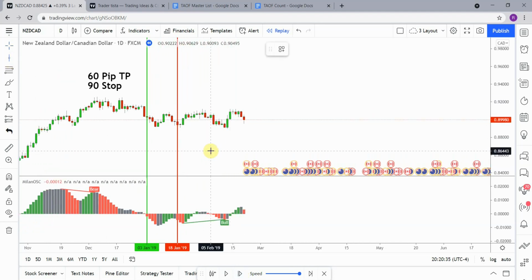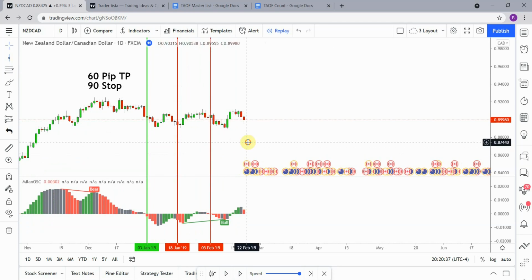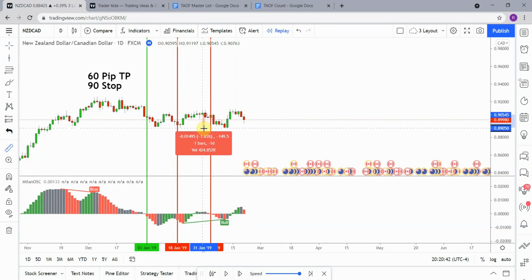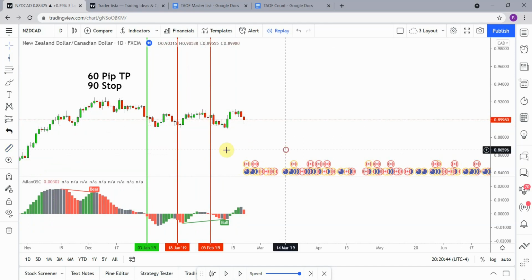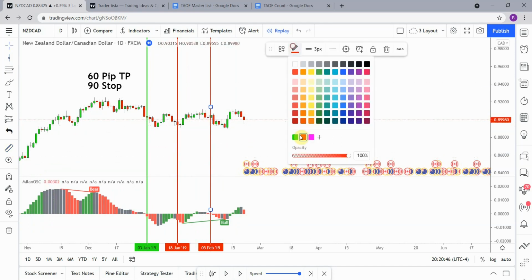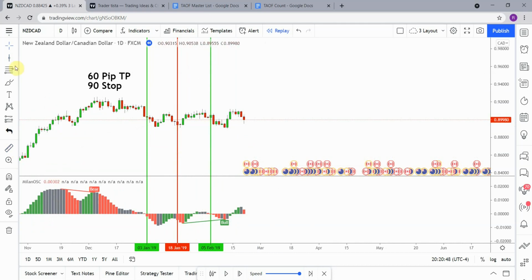Alright, so we pick up a short right there. And it does get us to take profit.